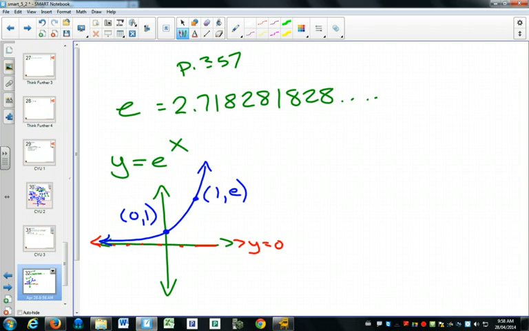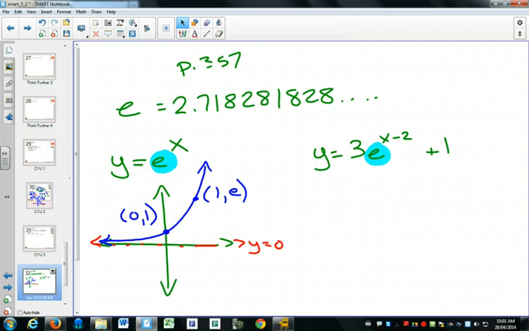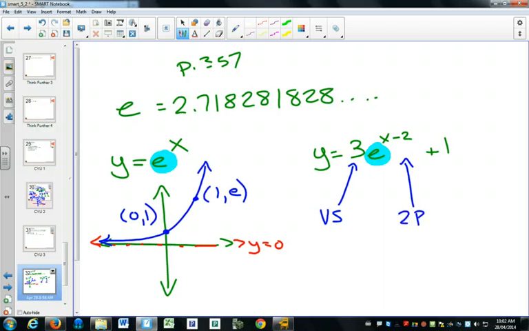So I want you to try to graph y equals 3e to the x minus 2, plus 1. So here we have the first thing, the e's are part of the parent graph, so that's not going to affect the transformations. The 3 is a vertical stretch. The 2 is going to go 2 to the right, and the 1 is going to go 1 up.